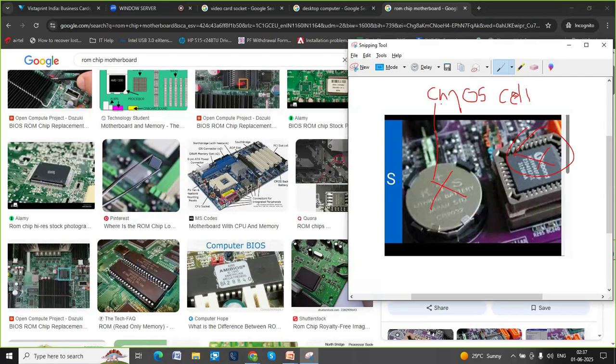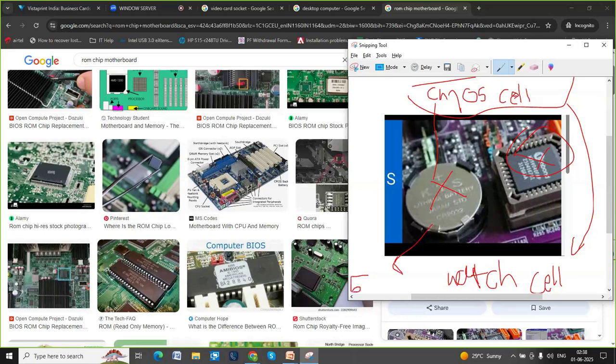The CMOS cell is nothing but your watch cell. Earlier you were using a watch, no? In the watch also there is a small cell. The same type of cell is available, but the watch cell is smaller. This CMOS cell will be a little bit bigger, somewhat like a 5 rupees coin.